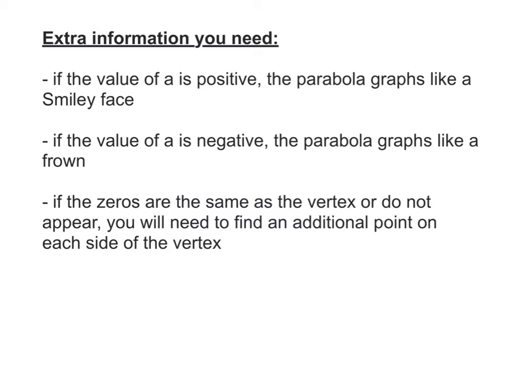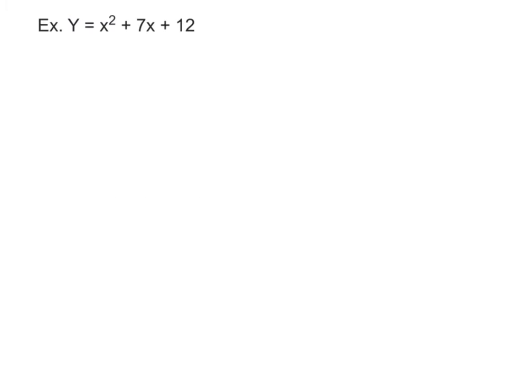Extra information you need to know: if the value of a is positive, the parabola graphs like a smiley face, so it is going up. If the value of a is negative, the parabola graphs like a frown, so the lines at the end are going down. If the zeros are the same as the vertex or do not appear, you will need to find an additional point on each side of the vertex. And we're going to do a couple examples that show all these things.